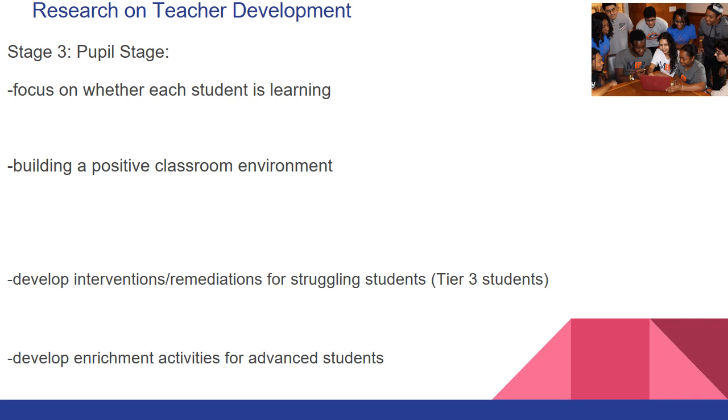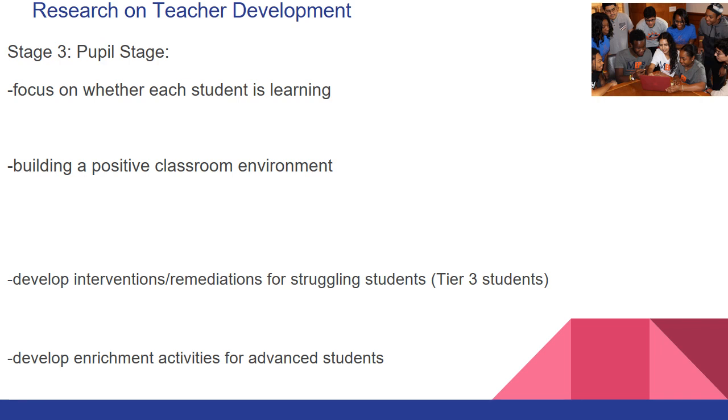The third stage a novice teacher goes through is called the pupil stage. So the novice teacher focuses in this stage primarily on whether or not each student is learning. The teacher is also primarily concentrated on building a positive classroom environment. Furthermore, the teacher starts to develop interventions and remediations for struggling students.